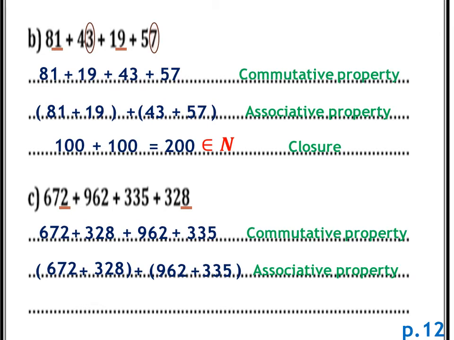Let's put on the calculator 672 plus 328, which equals 1000. So write 1000 plus here 962 plus 335 on the calculator. It will be 1297. If we add them together, the answer will be 2297. So the answer belongs to N, and the name of this property is closure property. So here we solve it in 3 steps: commutative, associative, then closure.